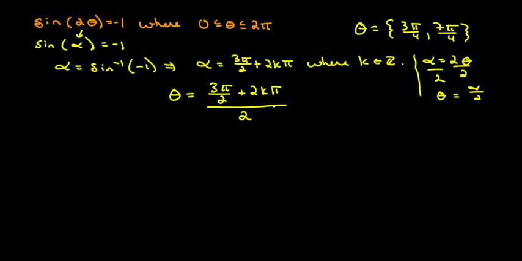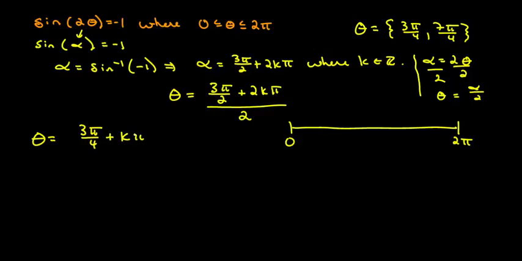So now what we do is we think about we've got our theta, we think about it in terms of a number line. So here's 0, here's 2 pi. Now, guys, I can reduce this. We'll make this look a little bit more simple. This is 3 pi over 4 plus k pi if I divide each of these guys by 2.